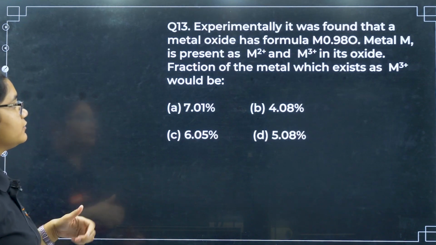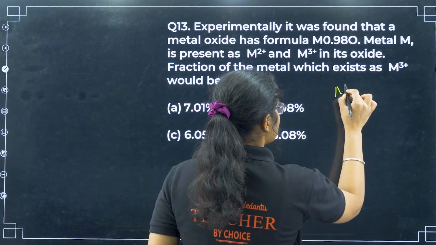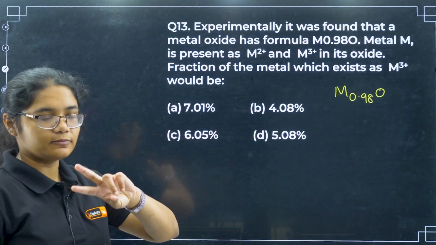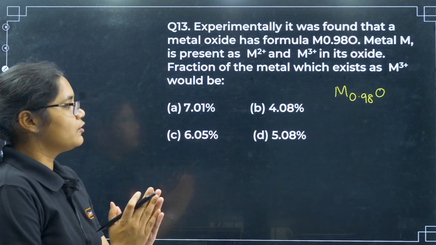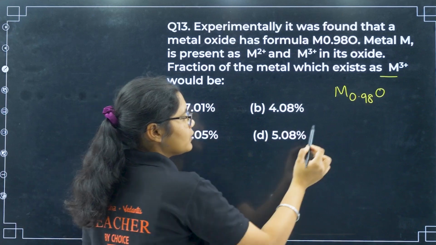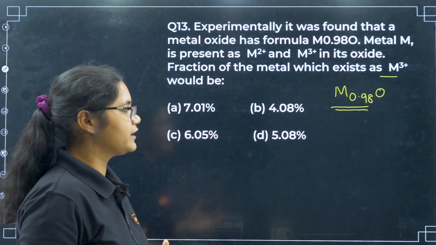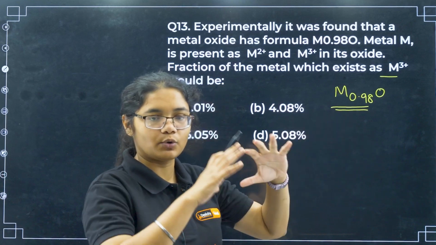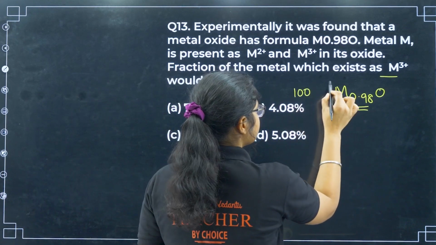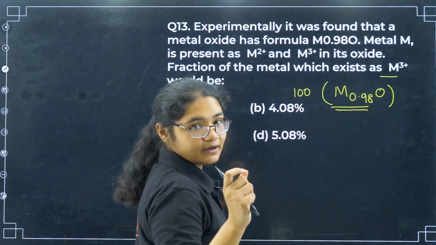Experimentally, it was found that a metal oxide has the formula M0.98O, and the metal M is present in two forms, +2 and +3. We have to find the percentage of M3+. Total it was 0.98. Let's convert it into percentage, or I can say that it is 98, because if the total is 100, let me just take that 100 moles of this one is present. In 1 mole it is 0.98, so in 100 moles it will be 98.